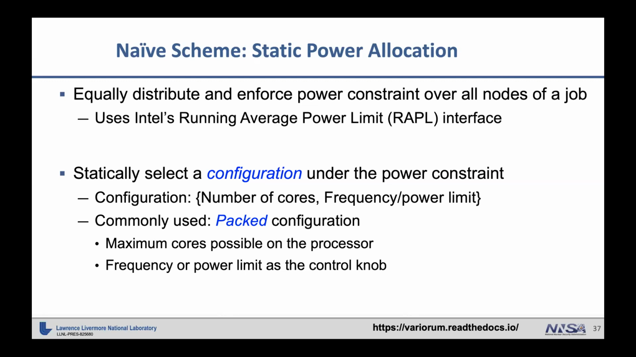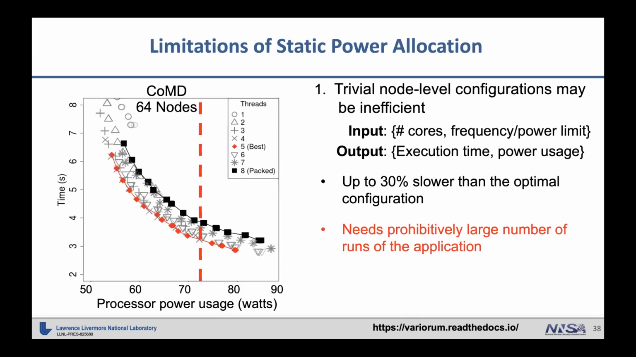This configuration includes things like number of cores to run and frequency, or in this case, power limit through RAPL. Users typically select the maximum number of cores when they run an application. This is called the packed configuration, and the frequency or power limit, depending on what is available, is set based on how much power the application consumes at the maximum thread count. So this naive task or thread configuration may be inefficient. Here is how that typically leads to inefficient configuration. Here is an input configuration that is defined in terms of number of cores and frequency or power limit, and the output is the execution time and power usage. Power usage is on the x-axis.